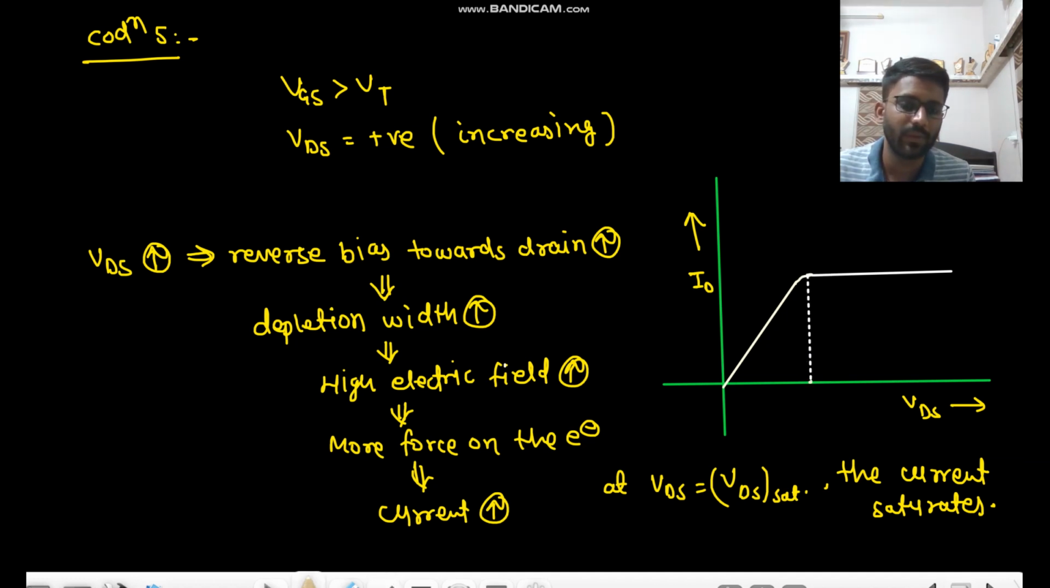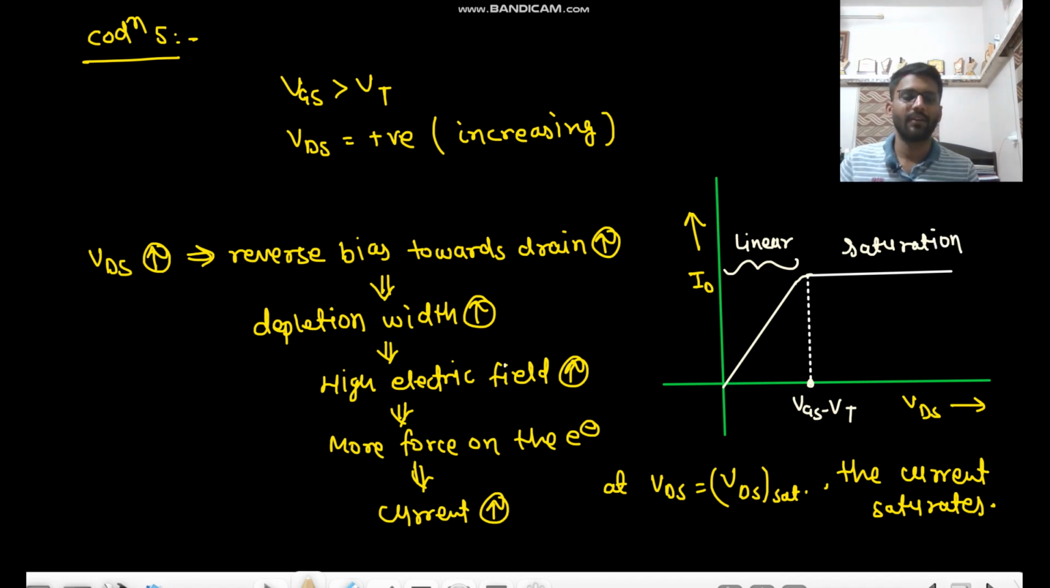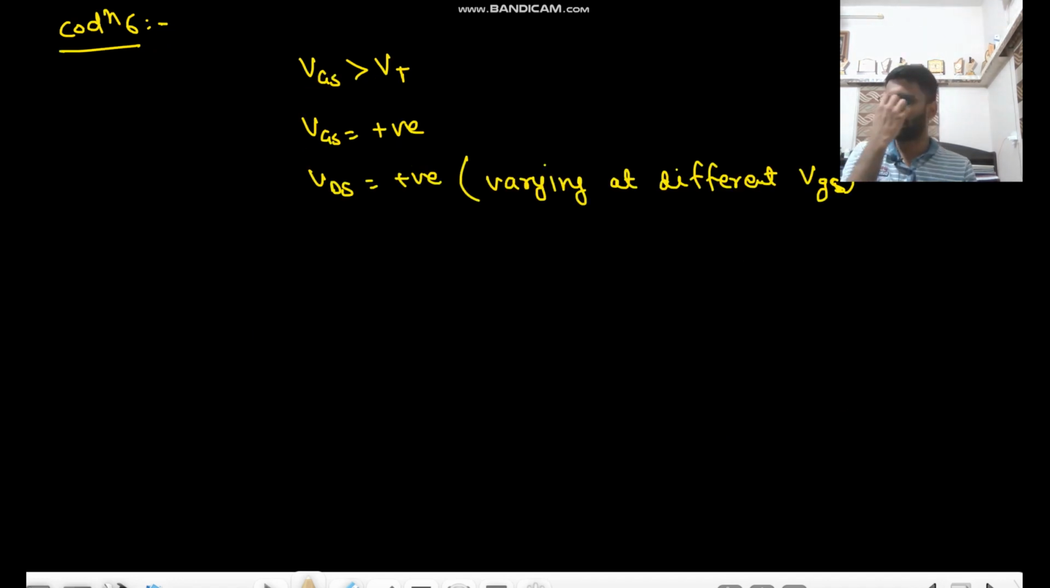What is this value? That is VGS minus VT. This is the linear region and this is the saturation region. Okay, now what we will see, the VGS is greater than VT. VGS is positive, VDS is also positive. Now at different VGS what will happen?